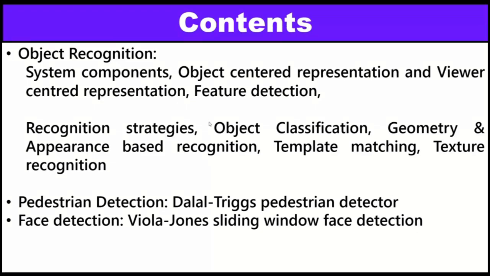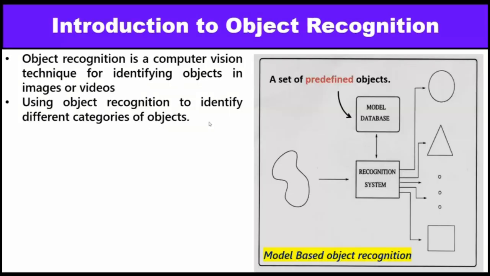At the end of the chapter, we will have two case studies. One is pedestrian detector and the second is face detection. Both these algorithms we'll discuss in detail. Now, first of all, let us discuss what exactly is object recognition.